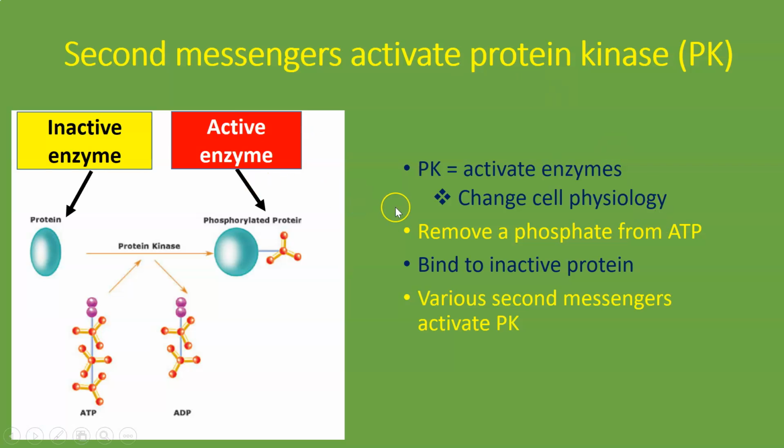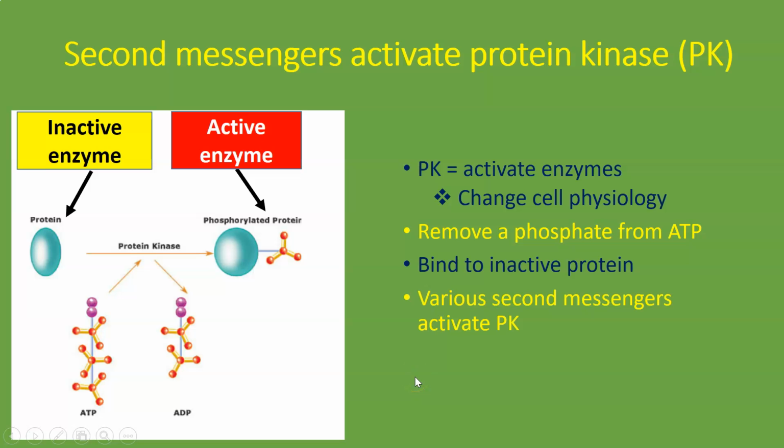So let's take a look at the picture that we have here. You can see that in the yellow box I have inactive enzyme. That's my little protein there that looks like a little egg. And protein kinase then is going to take ATP and change it to ADP. It does that by hydrolyzing our ATP and taking one of those phosphate groups and sticking it onto the protein. We call this now a phosphorylated protein, and that is now an active enzyme. So that's the way that our second messengers are going to work.